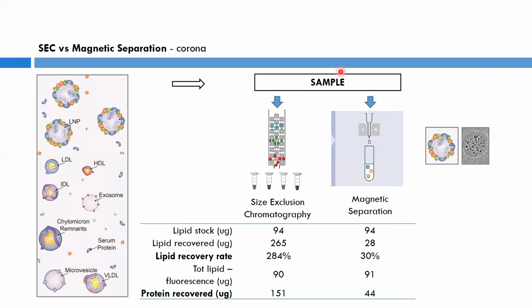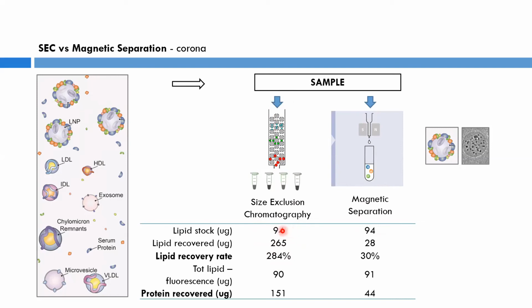So basically the same sample was divided in two parts, and each part was run through size exclusion chromatography or through a magnetic column. And here you can see that the lipid stocks, so the amount of lipids that are injected into each column, is exactly the same. However, the amount of lipid that is recovered in the case of size exclusion chromatography is 3 times higher compared to the lipid that is injected.